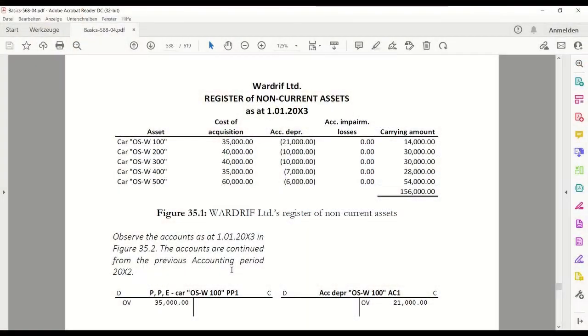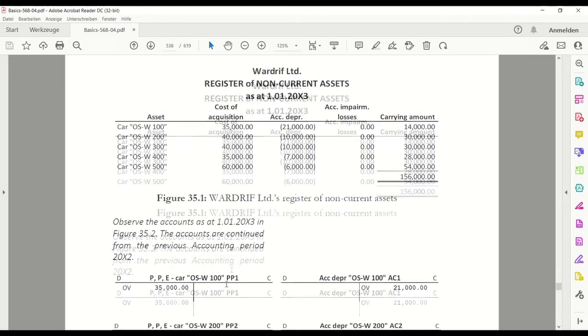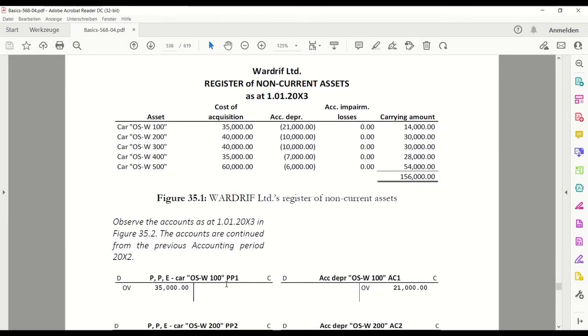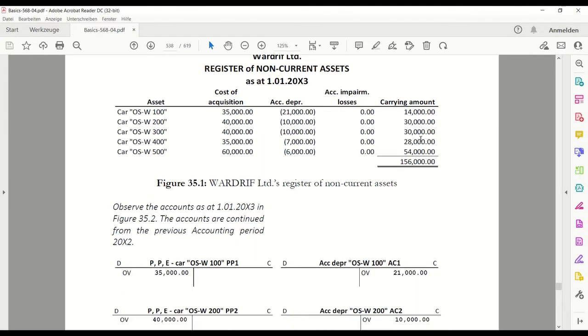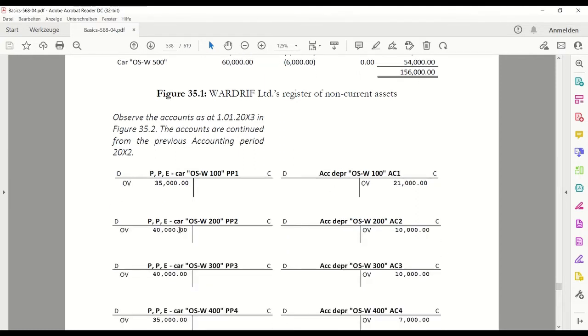At the beginning, we take a look at WARDRIFT Limited's register of non-current assets. In the second line, we see the car by the license plate Osnabrück-Whiskey 200, which is disclosed at 40,000 cost of acquisition and accumulated depreciation is 10,000. Its carrying value is 30,000. We also see the car in the accounts.